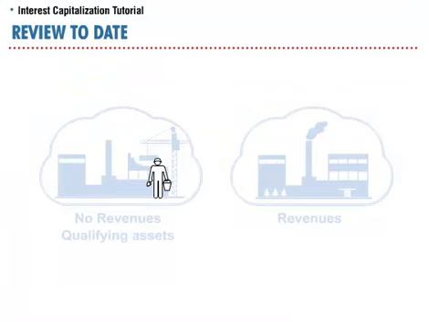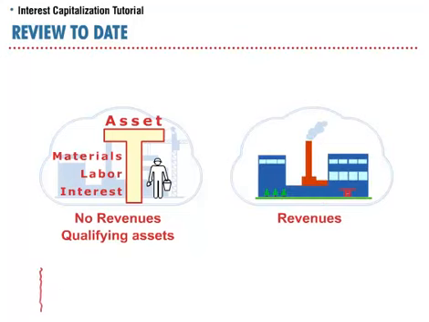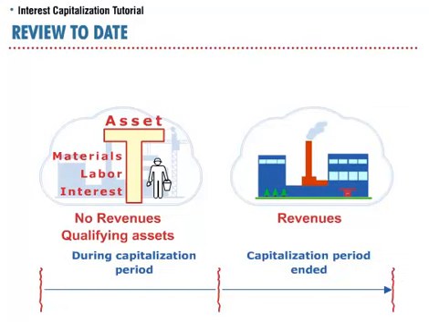So far, you have learned that you must capitalize interest incurred during construction. You have also learned what constitutes a qualifying asset and when the capitalization period begins. Remember that a qualifying asset is one that is under construction and not generating any revenues. The capitalization period begins when expenditures for the asset have been made, when activities that are necessary to get the asset ready for its intended use are in progress, and when interest cost is being incurred. The capitalization period ends when the asset is completed.